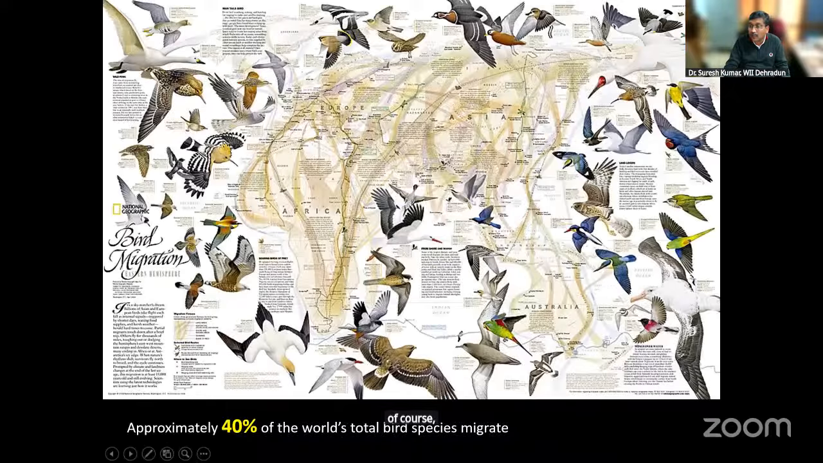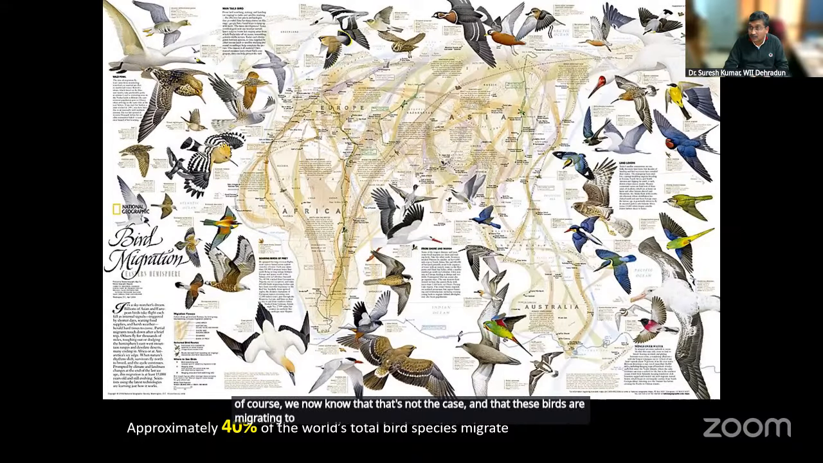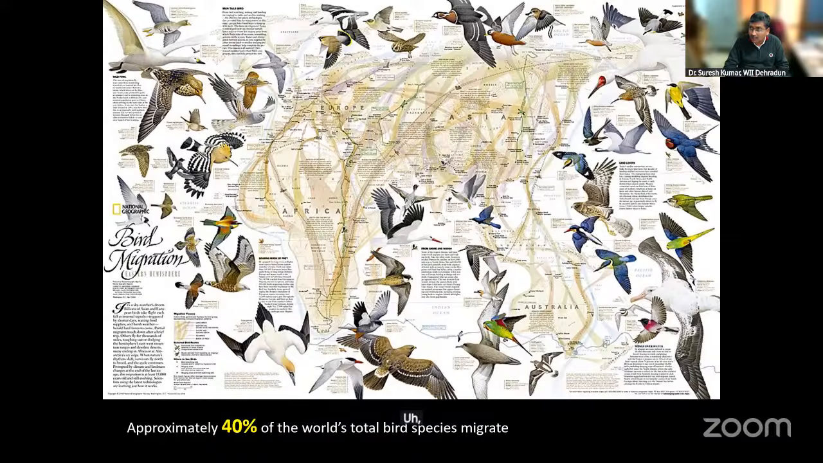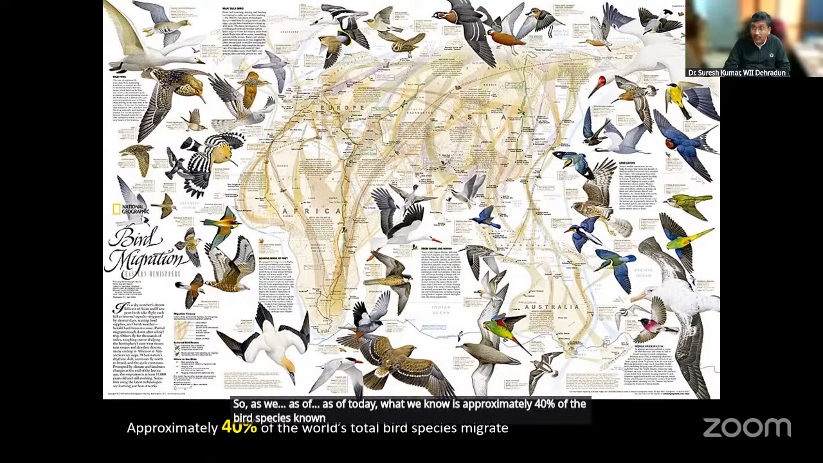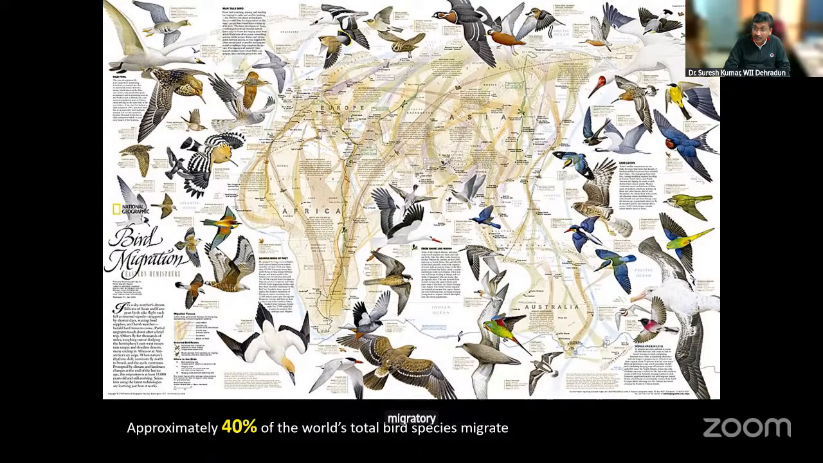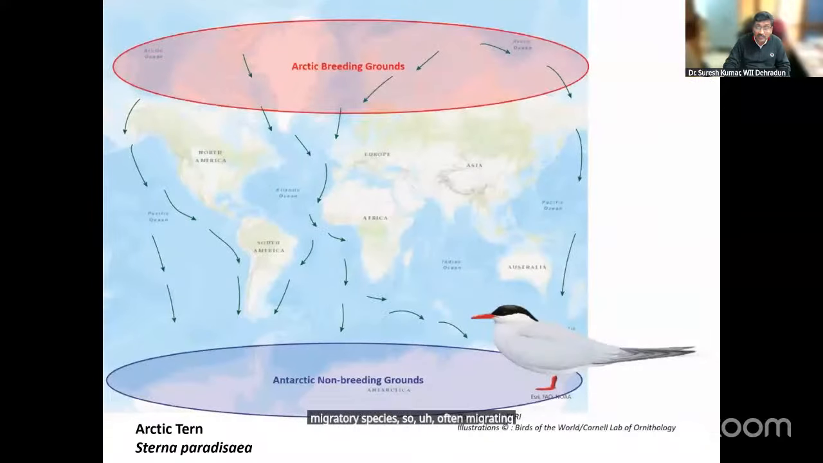Of course, we now know that that's not the case, and that these birds are migrating to different parts of the world. Birds are amongst the most successful living organisms on the planet. Their ability to fly has taken them to every nook and corner of the planet. And those that did migrate or move definitely did better. As of today, what we know is approximately 40% of the known bird species are migratory species, often migrating long distances.